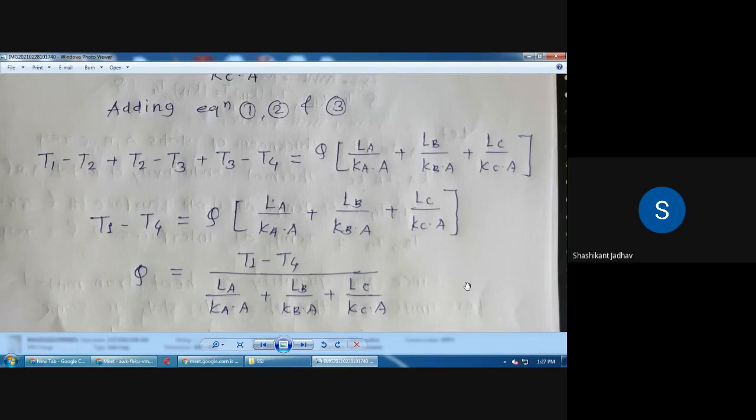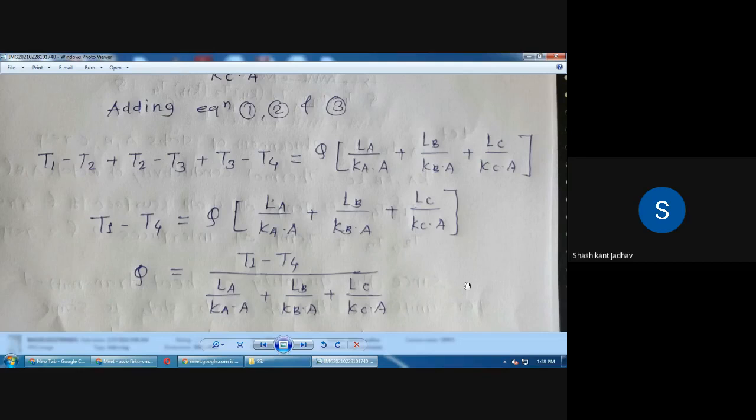If there are 4 plates, T1 minus T5 upon LA upon KA into A plus LB upon KB into A plus LC upon KC into A plus LD upon KD into A. Okay, correct. So in this way we have to write the equation according to the number of plates.